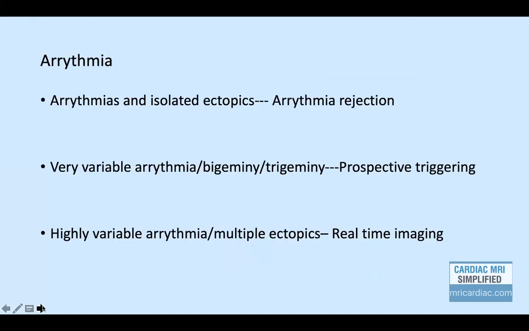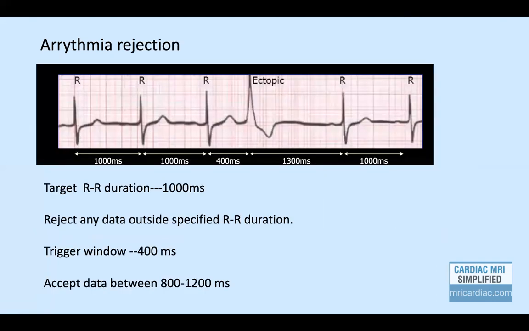After getting a good quality ECG you can identify the arrhythmias, and depending on whether they are variable isolated ectopics, we can use arrhythmia rejection. However, for very variable arrhythmia, especially like bigeminy, trigeminy, you can also try prospective triggering. And in cases like atrial fibrillation with highly variable arrhythmia and multiple ectopics, real-time imaging is the last resort.